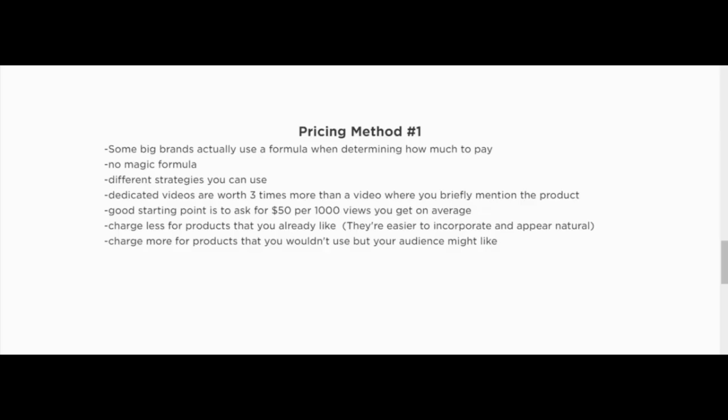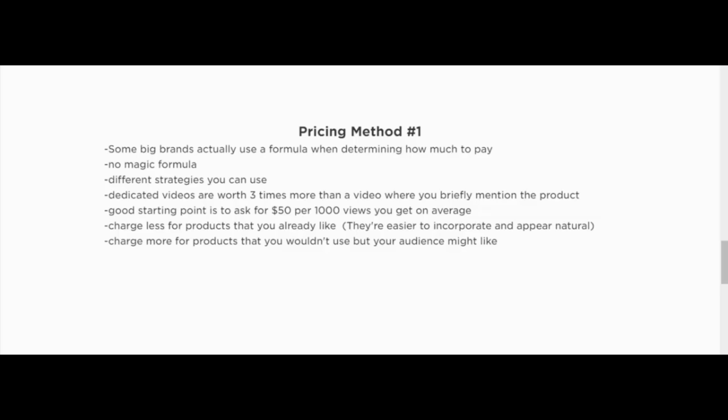Some big brands actually use a formula when determining how much to pay. And you know what? There is no magic formula when trying to determine how much you should charge big brands for these deals and sponsorships. There are so many variables that come into play, and there are different strategies that you can use.